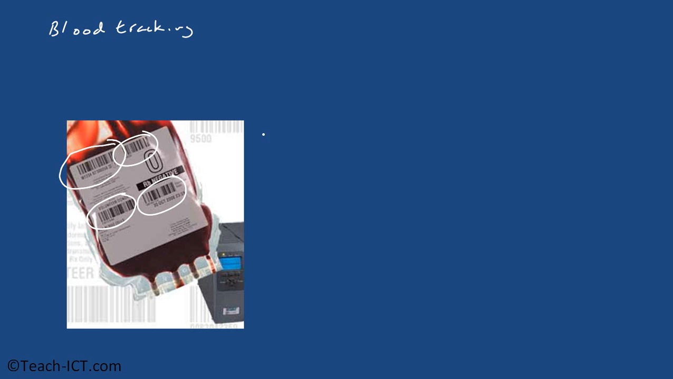Now, I don't think it's particularly difficult for you guys to realise that if somebody's in a car crash or something like that, they may lose blood. And as a result of losing blood, this blood even has to go into the patient. So how does blood tracking work? Well, first of all, people donate.